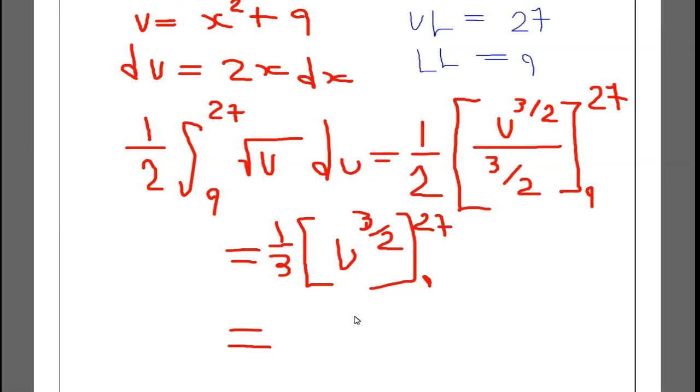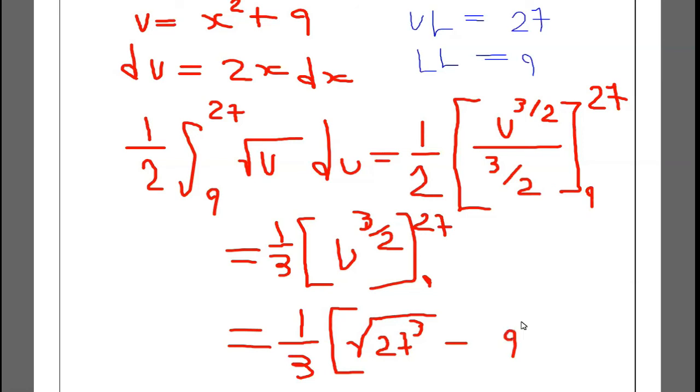Let's do this easy question. So it's 1 over 3 times u to the 3 over 2. When you're raising something to the 3 over 2 power, it means we cube it first and then square root it. So this is really 27 cubed square rooted, minus, plug in the 9 now, 9 cubed square rooted. All right, so that's that. Easy.